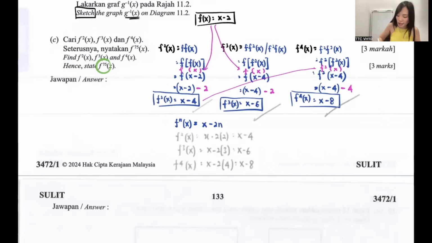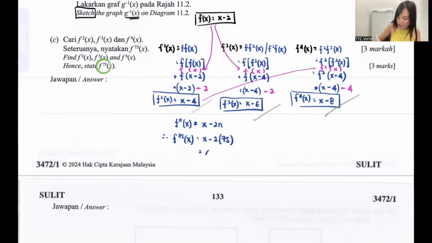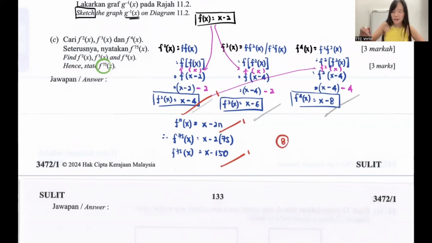So if this equation makes sense, my dear, now I want to find what? F power 75 x. Quite easy. Just need to sub 75 inside. So f power 75 x is equivalent to x minus 2 times 75. So the answer is x minus 150. Done. 3 marks. You know what the 3 marks are? I saw the marks, my dear. The back one, they didn't give you marks. This answer, they give you 1 mark. This answer, you get 1 mark. You're able to write the f power n equation correctly, another 1 mark. And this question is worth 8. Quite easy, oh? Hopefully you think it's easy.